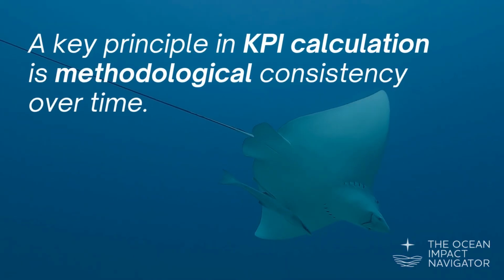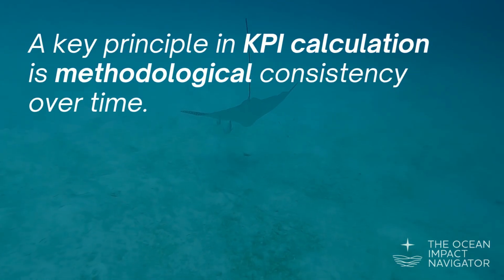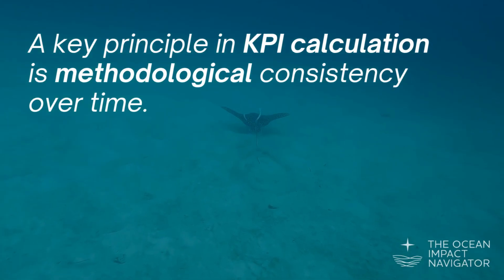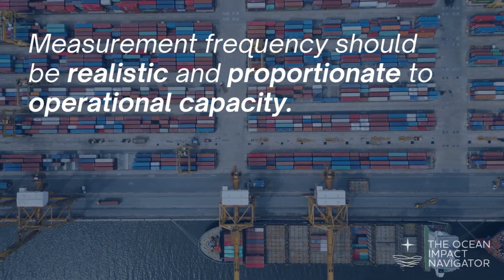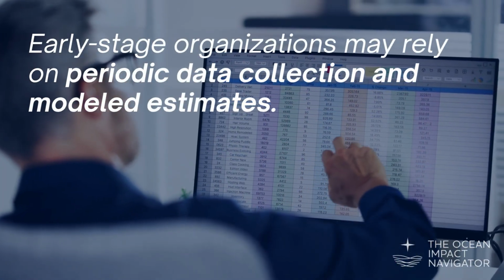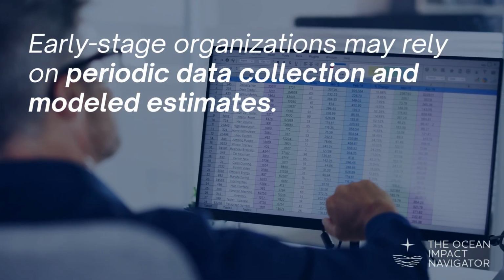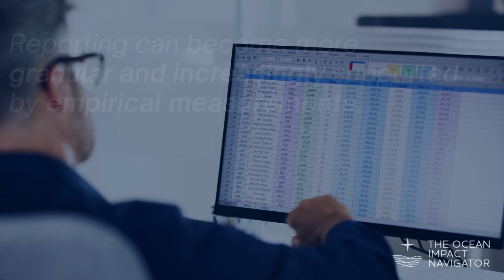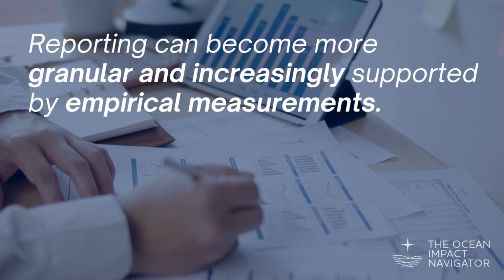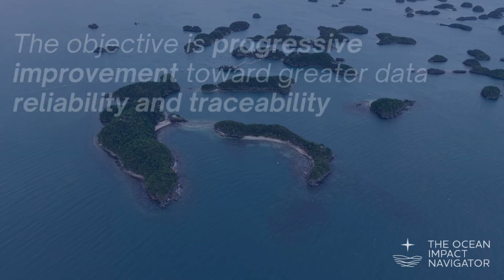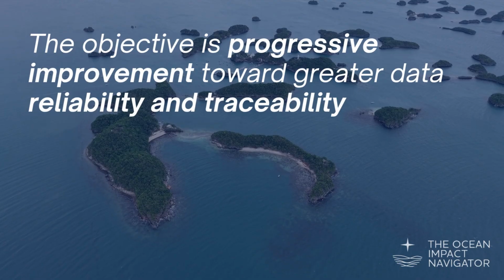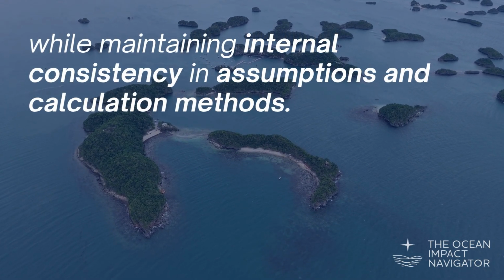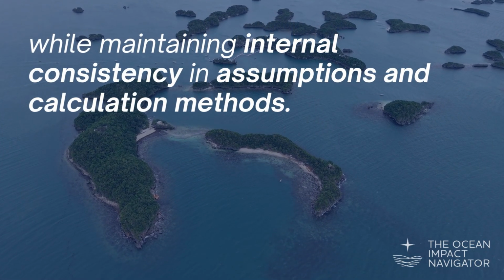A key principle in KPI calculation is methodological consistency over time. Measurement frequency should be realistic and proportionate to operational capacity. Early-stage organizations may rely on periodic data collection and modeled estimates. As systems mature, reporting can become more granular and increasingly supported by empirical measurements. The objective is progressive improvement toward greater data reliability and traceability, while maintaining internal consistency in assumptions and calculation methods.